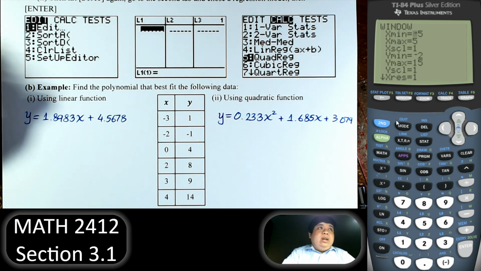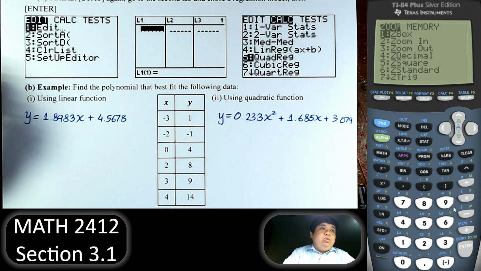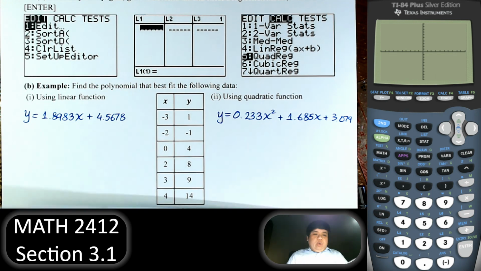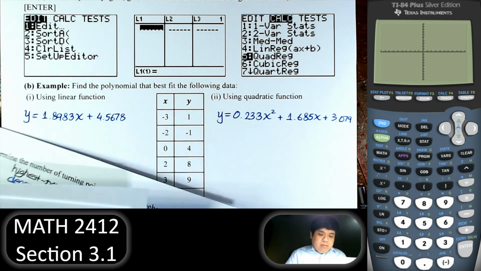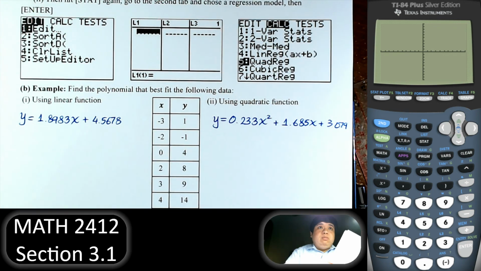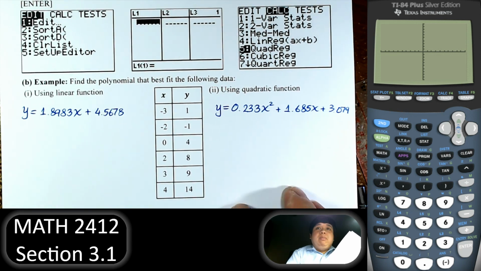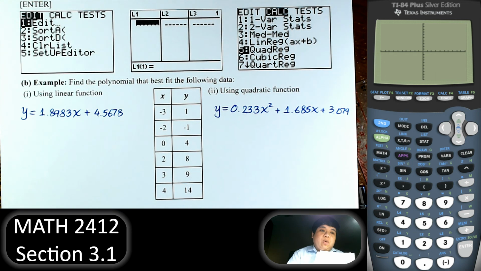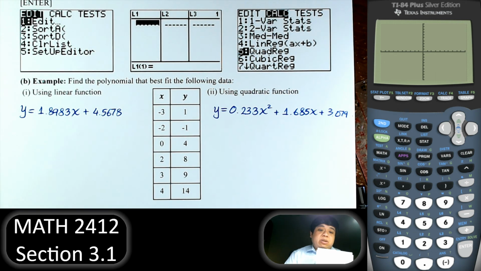And the window, we actually changed the window. If we want to go back to the standard window, hit zoom number 6. That gives us back the standard window. Right. So we covered polynomial regression. Once again, this is a review of college algebra, and it might be handy in statistics. Just get familiar with the calculator. So I think that is necessary.